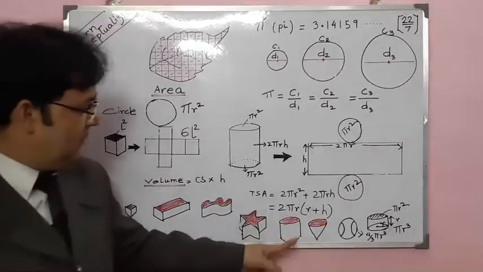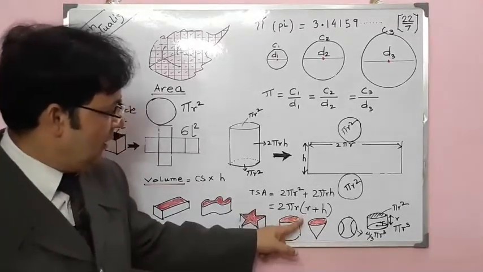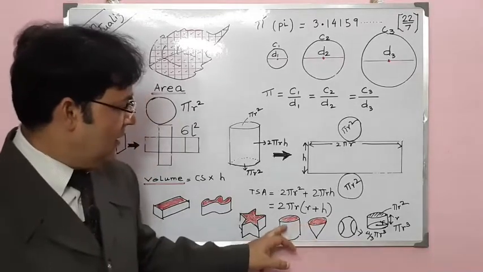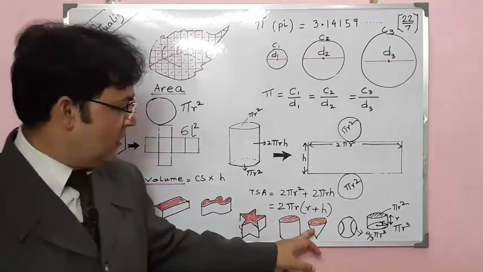What about the cylinder? Pi r square is the cross-sectional area, into h, pi r square h. What about the cone? Same thing, but it is 1/3 times of this cylinder. So, 1/3 pi r square h.